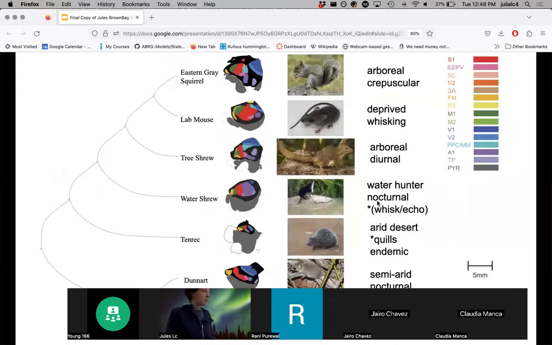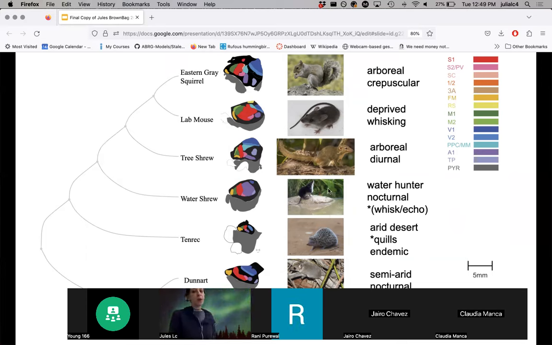And so why are they doing a lot with smell? Well, if you look at the tenrec's niche, it lives in an arid desert environment and it digs tunnels underground, and there are not many features in this environment at all. So smell probably became very important. It's a very endemic species, endemic to Madagascar, this arid desert region.